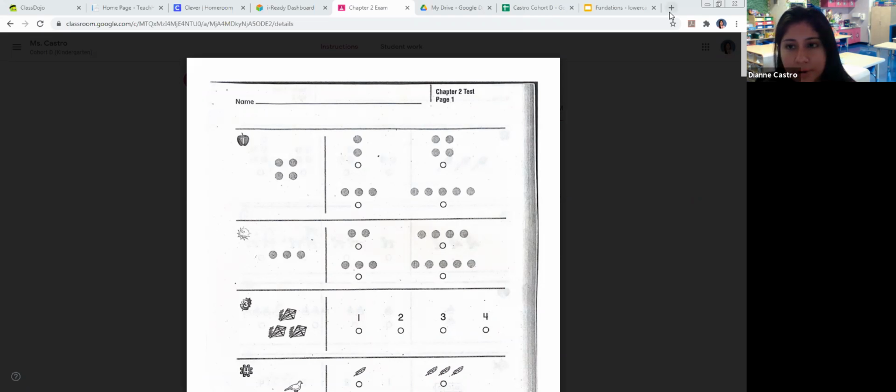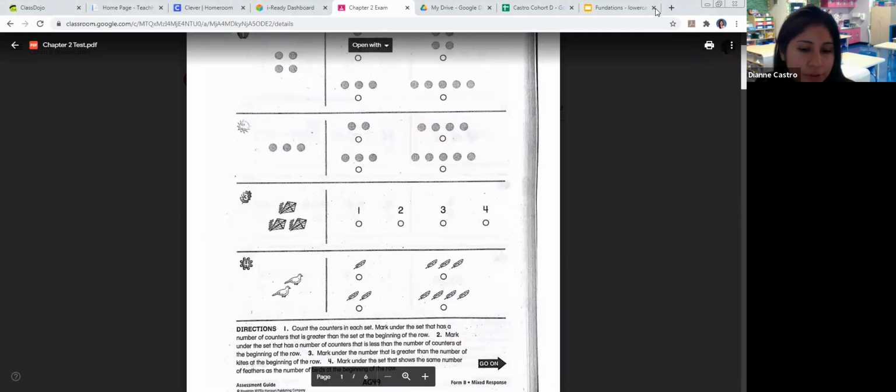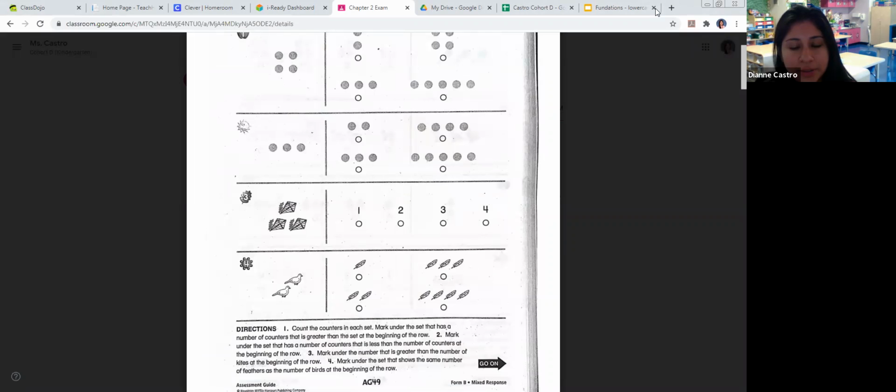Next question, number 3. They are asking for you to mark under the number that is greater than the number of kites at the beginning of the row. So you count the kites, and then you bubble in the number that's greater than what you have when you counted the kites. Okay? Number 4, mark under the set that shows the same number of feathers as the number of birds at the beginning of the row. So you count the birds, and then you look for the same number of feathers like how you counted the birds.